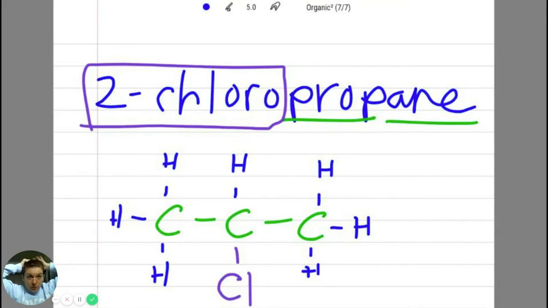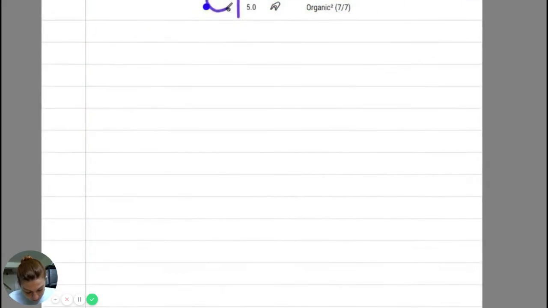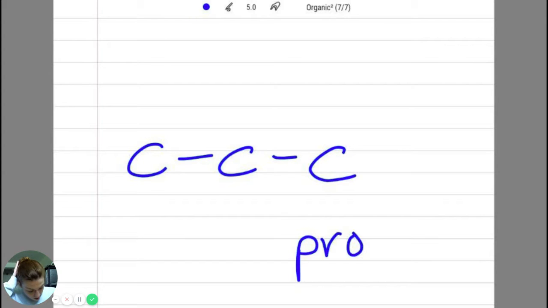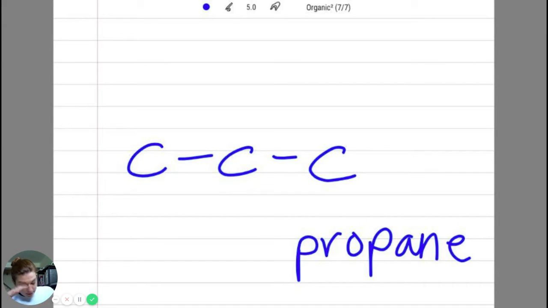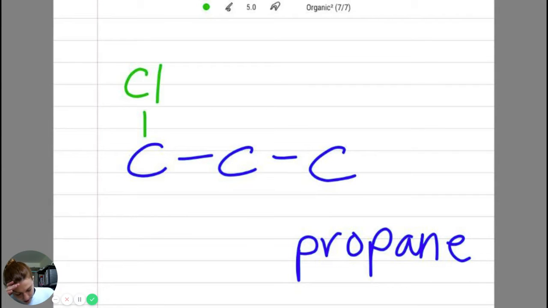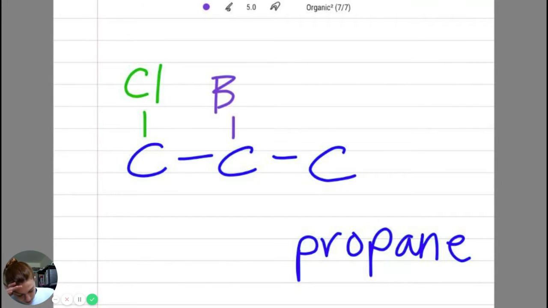Now, you can add multiple halogens to your molecules. So we could do something like this where we have, let's do this. That base would be a propane because we have 3 carbons with all single bonds. And then let's pop, for fun, let's put a chlorine right here, and we will put a bromine beside it. Voila.